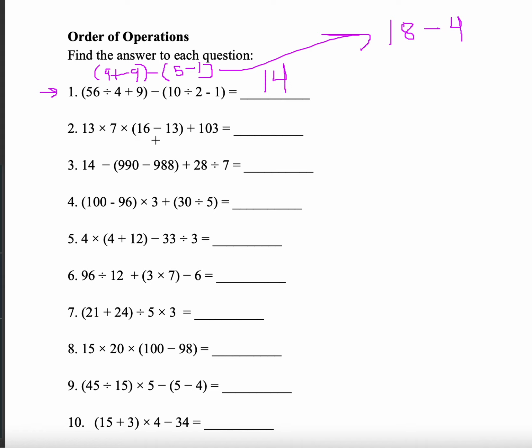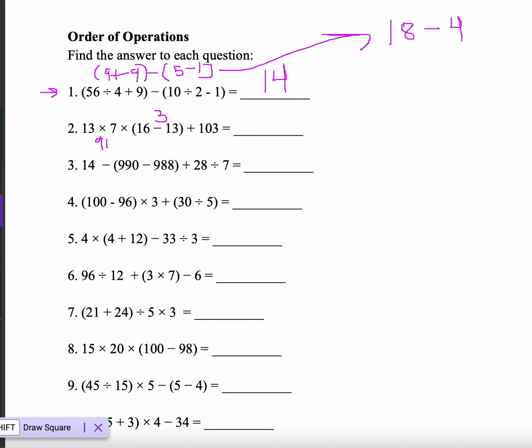Let's try another one. So parentheses first, so this will be 3. So it'd be 13 times 7 times 3 plus 103. So we start with multiplication first from the left. So that's 91. And then we have times 3. So 91 times 3 is 273.